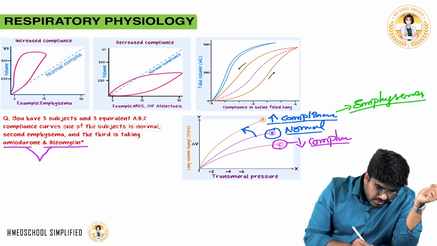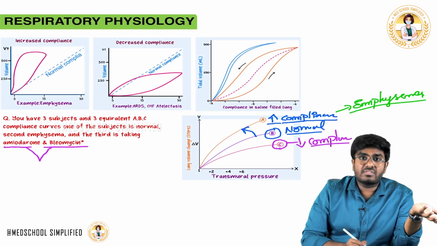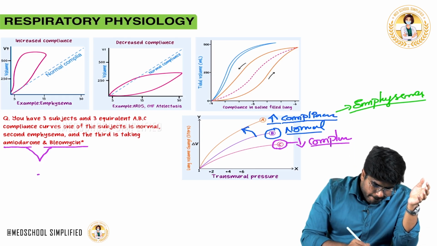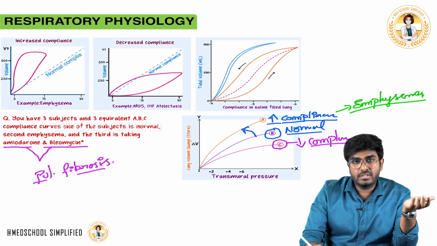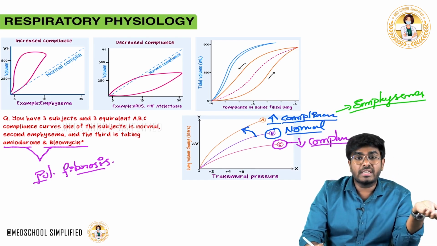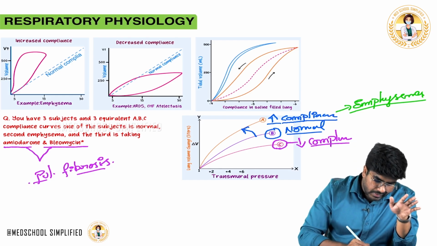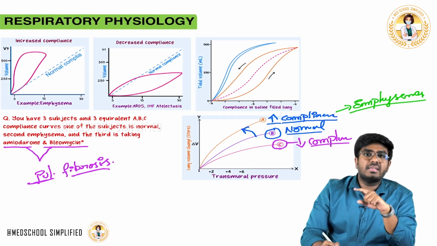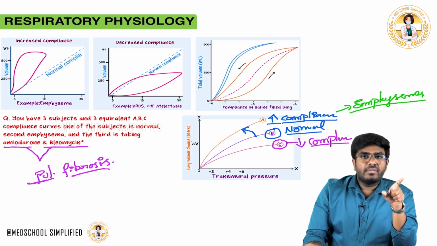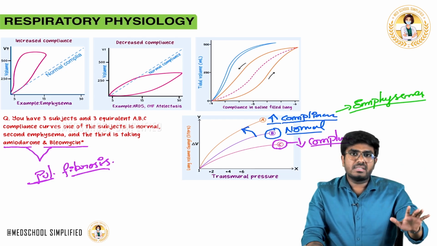See what happens when the person is using drugs like amiodarone, bleomycin, methotrexate, carmustine, cyclophosphamide. All these drugs will cause pulmonary fibrosis. Whenever there is pulmonary fibrosis, what happens to the compliance? Compliance decreases. So curve C is the compliance curve in the person who is using amiodarone or bleomycin, because of pulmonary fibrosis, compliance is decreasing.